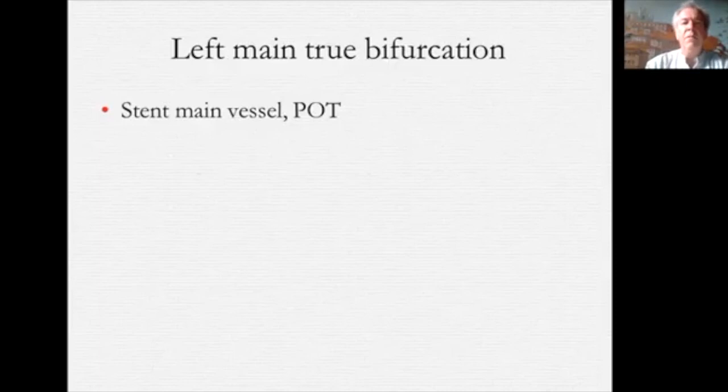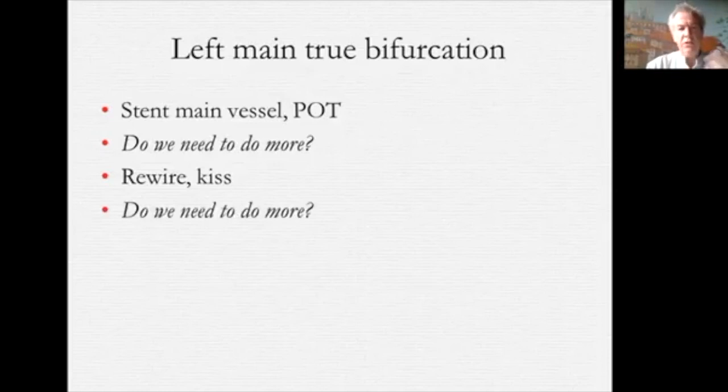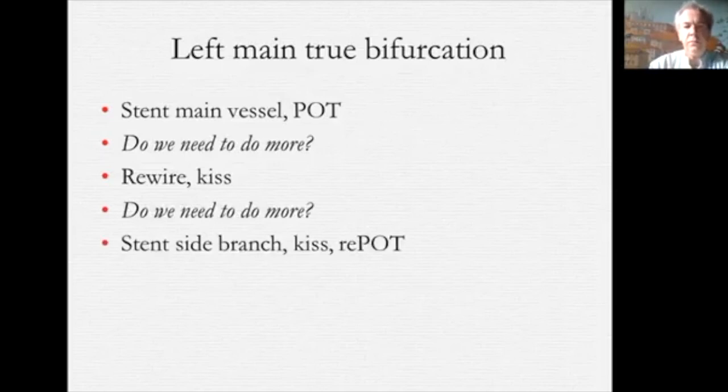So in the case of a left main true bifurcation, you would stent the main vessel, proximal optimize, and then ask yourself, do we need now to do more? If you do, you would rewire the side branch, say the circumflex, and do a kissing inflation, and ask yourself again, do we need to do more? And if you do, you'd stent the side branch in whatever manner you are most comfortable with or is most appropriate, then kiss, then re-POT, and again, do we need to do more?